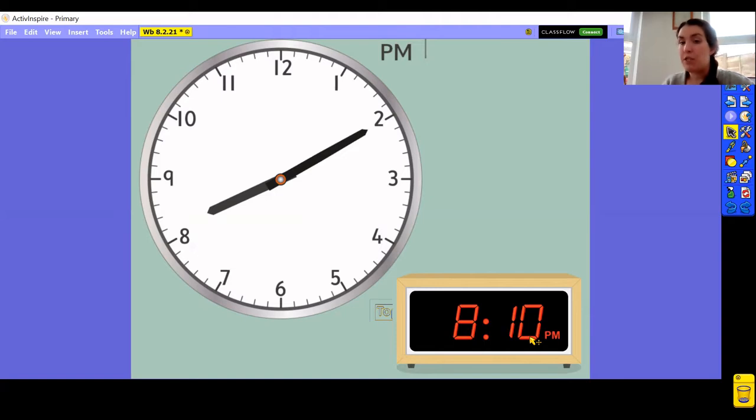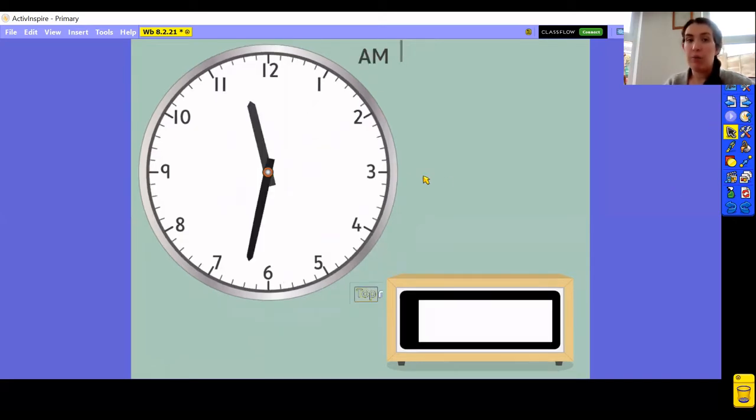Now, the main difference between an analogue clock and a digital clock is that when we're dealing with our analogue clock, we have to talk about quarter past or quarter to, or 10 past and 10 to. In a digital clock, we only ever talk about minutes past. So there's no minutes to the hour, just minutes past the hour. So I'll show you an example of that on a different clock.